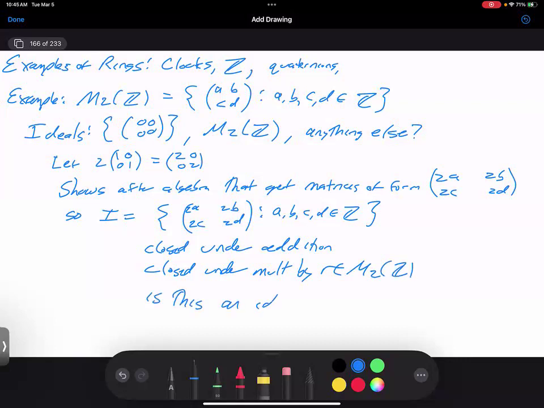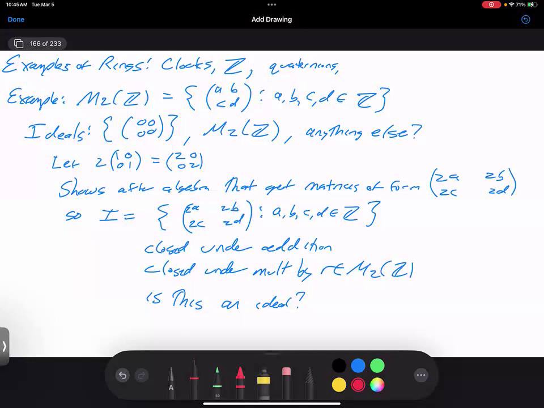Is this an ideal? Yes or no? Does everybody agree yes? Are you happy that this is an ideal? If I take 2 things where every element is even and I add them, then every element is even. And if every element is even, if I multiply it by anything, I'm still going to get all the elements even. So does everyone agree that this is an ideal?